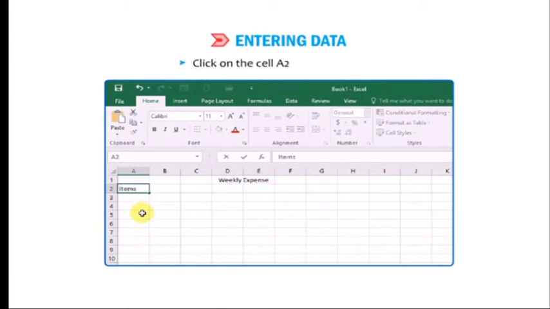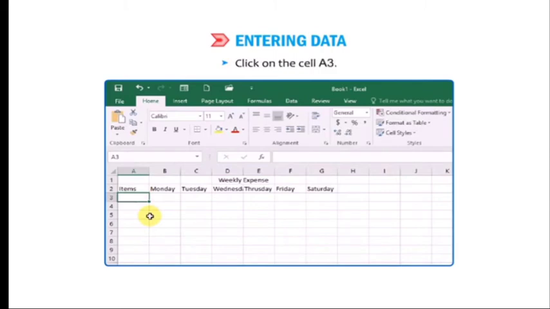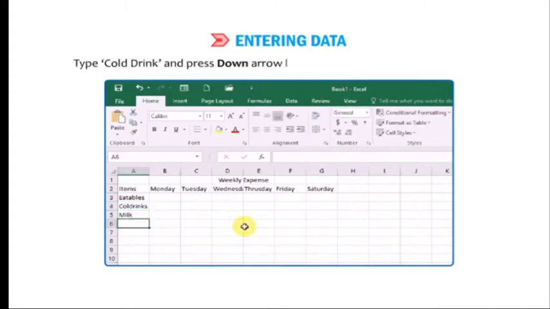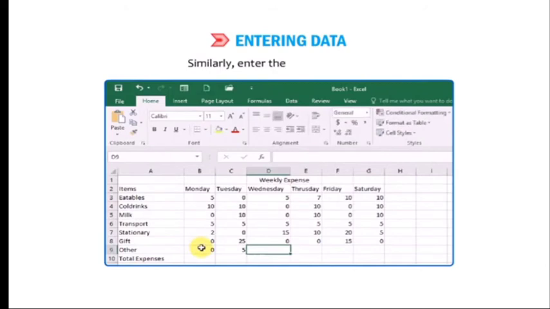Click on the cell A2 and type Items. Press the right arrow key. Type Monday in B2 and Tuesday in C2. Likewise, enter data in the rest of the cells as displayed in the figure. Click on the cell A3. Type eatables and press the Enter key. The cell pointer shifts to cell A4. Type cold drink and press the down arrow key to move to cell A5 and type milk. Similarly, enter the remaining data.